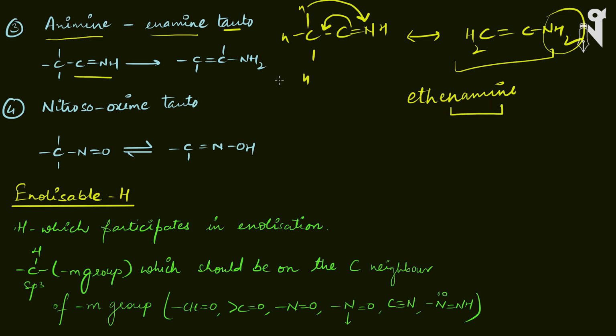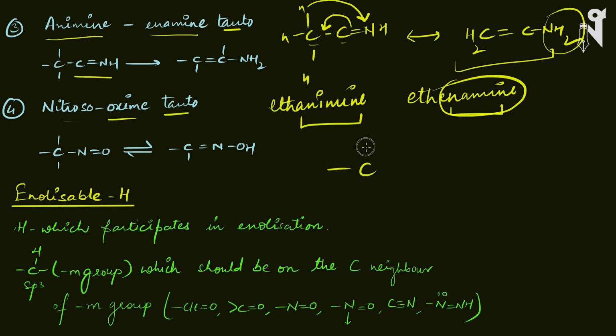And imine means you have a single molecule. Let me just write the name of it. This has 2 carbons, so ethane imine. This is my imine group. So the imine group is getting converted into the enamine group. Okay. Next type of tautomerism what we have is nitroso-oxime tautomerism.